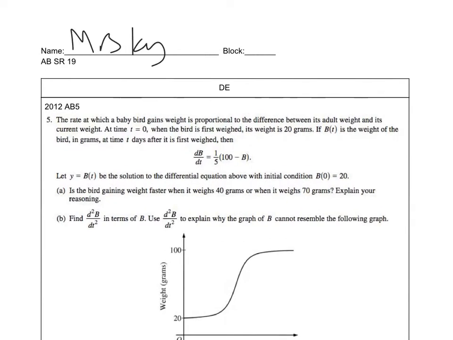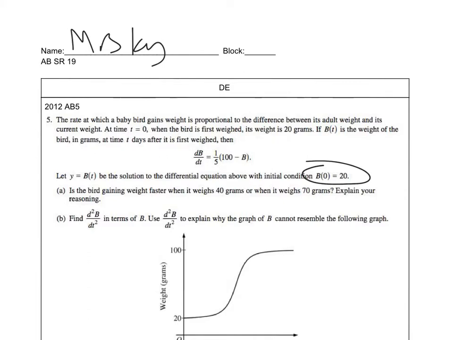The rate at which a baby bird gains weight is proportional to the difference between its adult weight and its current weight. At time t equals 0, when the bird is first weighed, its weight is 20 grams. B of t is the weight of the bird in grams at time t days after it's first weighed. Then dB/dt equals that. B is the solution of the differential equation with initial condition (0, 20). I'm going to need that, I bet.